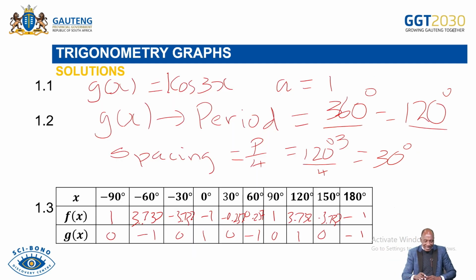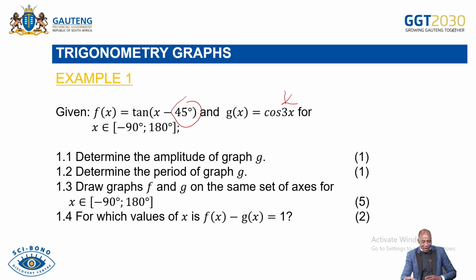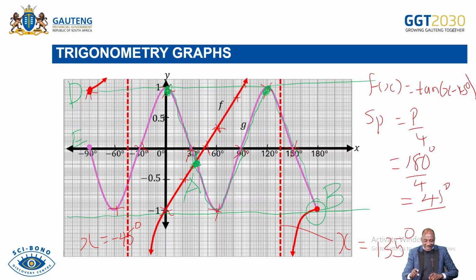If I go back to my questions now, the last question there said, for which values of x is f of x minus g of x equal to 1? What does that mean? I want you to quickly find on the sketch here which values of x make f of x minus g of x equal to 1. How do you interpret that question? I'm going to give you some seconds to look at the sketch and identify a region where the gap between f of x and g of x is exactly 1 unit.